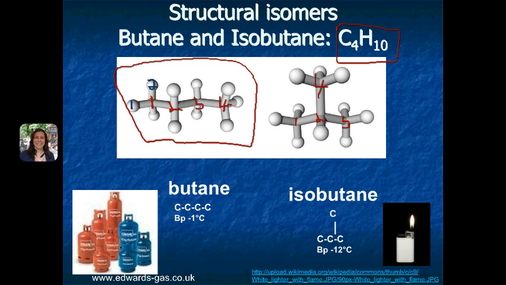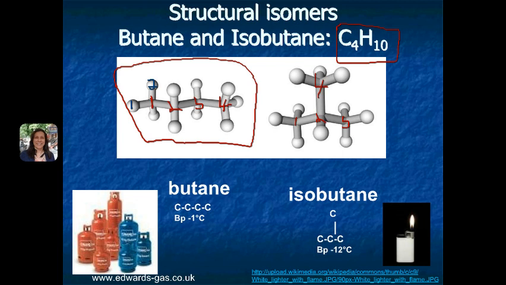What is the difference? Well, you can see that the way the carbon atoms are arranged is different. In butane, the carbon atoms are connected to each other as a single line. So carbon, carbon, carbon, carbon in a straight line. In isobutane, there is a branch. So the longest line of carbon atoms is 3, and then the carbon atom in the middle has another carbon atom branching out from it.